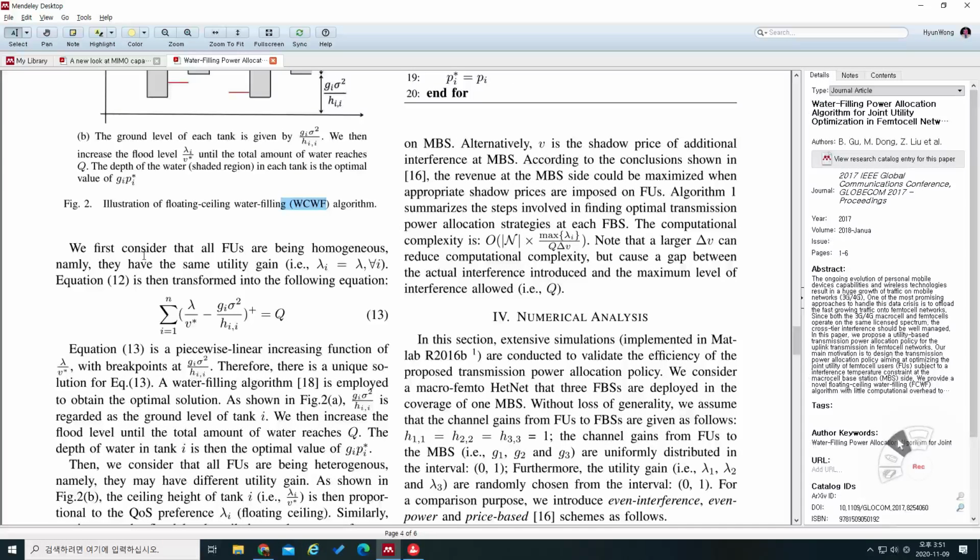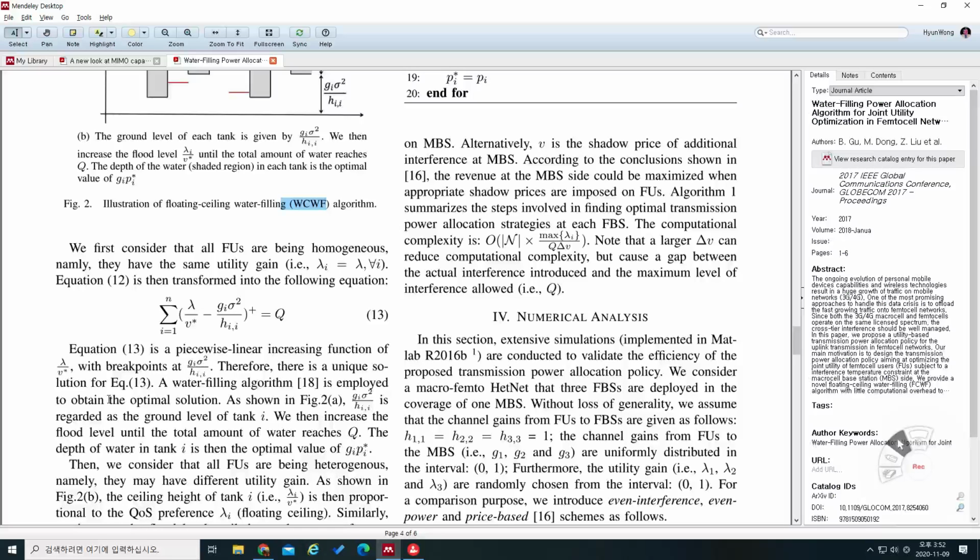We first consider that all FUs are homogeneous, namely, they have the same utility gain. For example, lambda equals lambda i, and the equation is transformed into the following equation. Equation 13 is a piecewise linear increasing function of v with breakpoints at sigma square over H_i G_i. Therefore, there is a unique solution for equation 13. The water-filling algorithm [18] is employed to obtain the optimal solution.